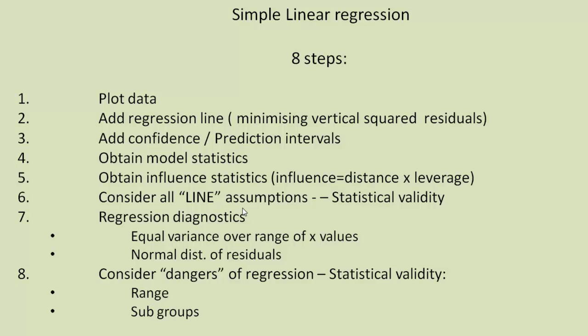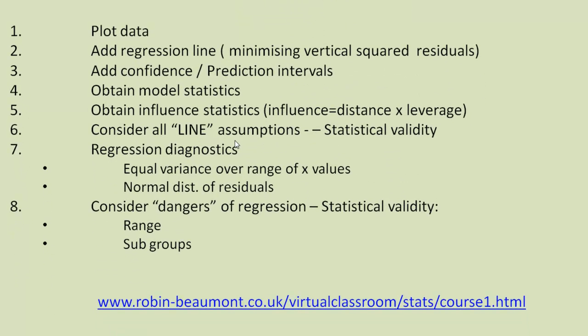Subgroups, we might be clumping together males and females, which might be very different. They even might have different regression lines but go in totally different directions, which would result in us probably having insignificant regression.